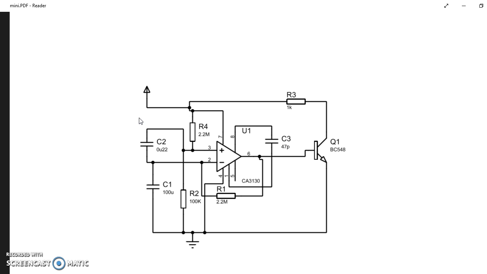The components used are, main component used is this CA3130 IC, and another main component used is a BC548 transistor. And there are components like capacitors and resistors, etc. 3 capacitors and 4 resistors. So the detection work of this frequency is done via the 0.22 microfarad capacitor.